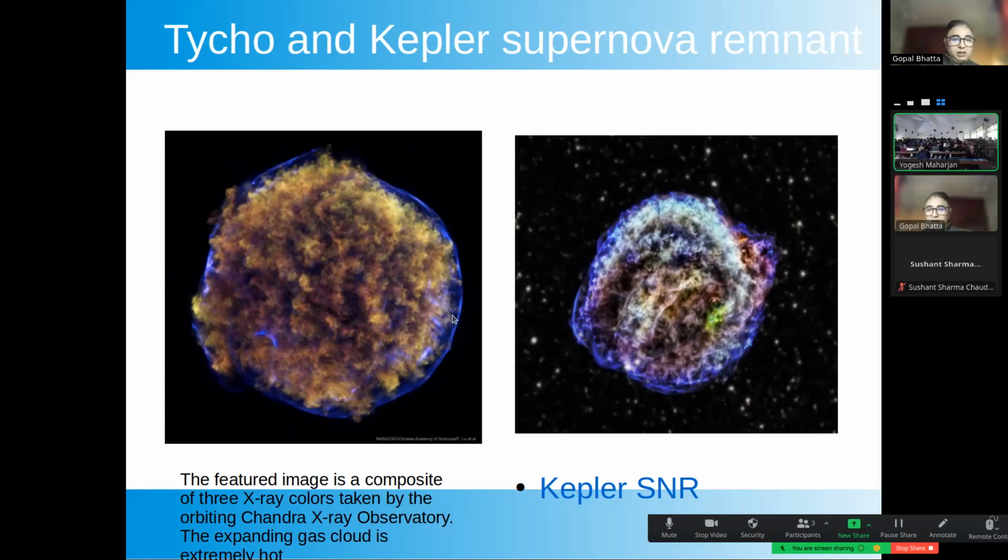This is the Chandra image of two famous supernova remnants, Tycho and Kepler, named after Tycho and Kepler, and this purple round is X-ray. So these kinds of things you can see, and they can help explore this kind of source.